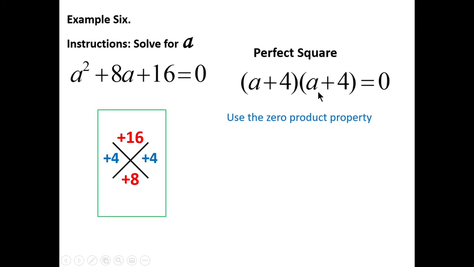All you need to know is that one of them has to be 0. So we do them one at a time. Makes it a much simpler problem. We do this half of the problem, find out what makes that 0, and then we do this half of the problem, find out what makes that 0.